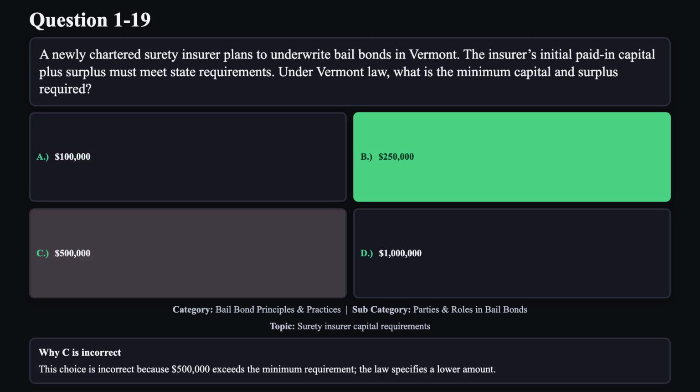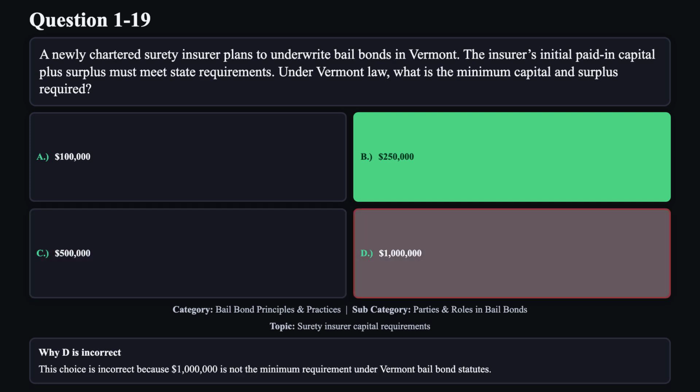Reason C is not correct. This choice is incorrect because $500,000 exceeds the minimum requirement. The law specifies a lower amount. Reason D is not correct. This choice is incorrect because $1 million is not the minimum requirement under Vermont bail bond statutes.